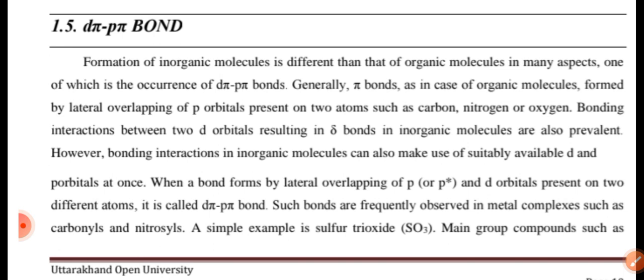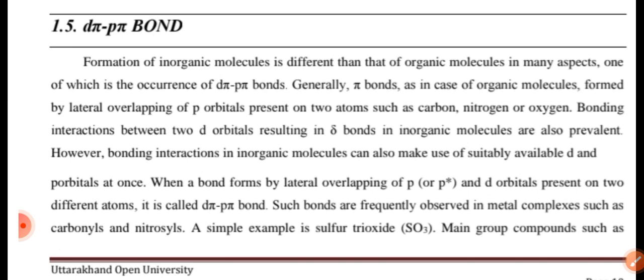However, bonding interaction in inorganic molecules can also make use of suitably available d and p orbitals at once. When a bond forms by lateral overlapping of p or p star and d orbitals present on two different atoms, it is called a d pi p pi bond. Such bonds are frequently observed in metal complexes such as carbonyl and nitrosyl. A simple example is sulfur trioxide SO3.